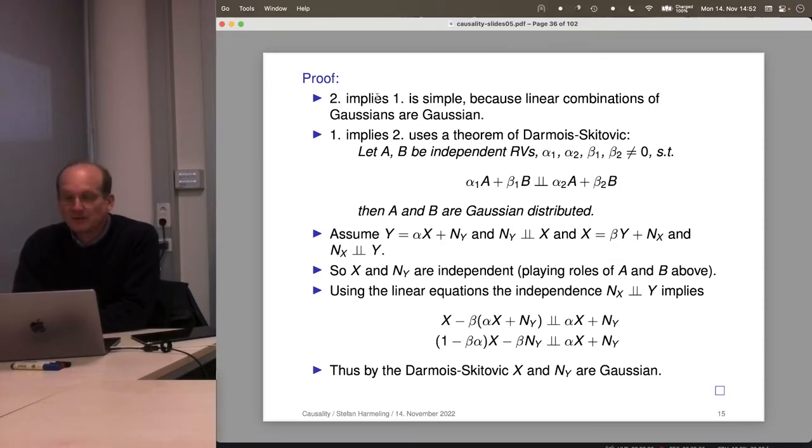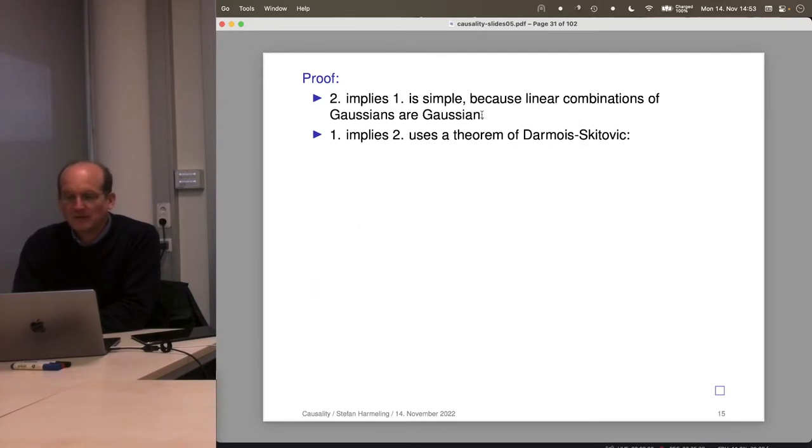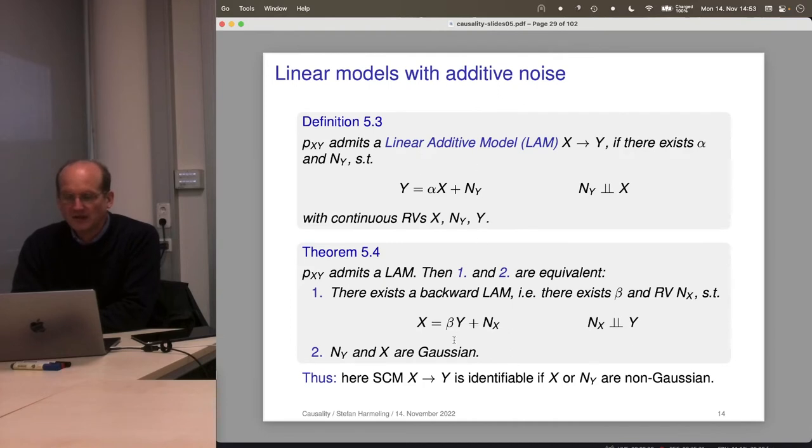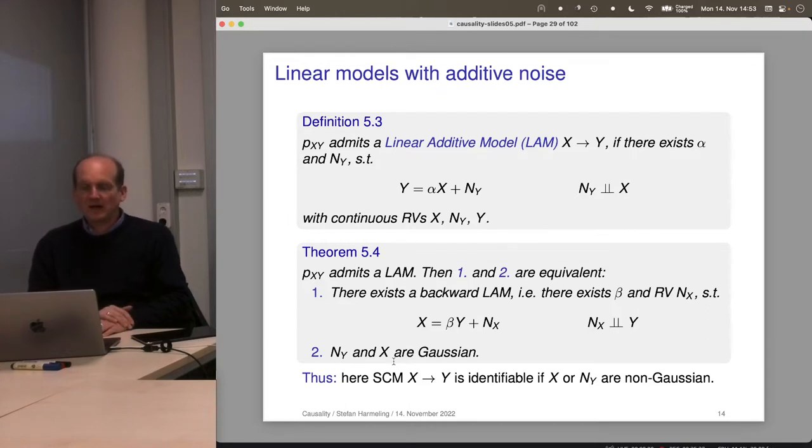Unfortunately, the proof from 2 to 1 is not as simple as I thought, so I have to think about it more. So what have we shown now? We have shown that if we have a forward and a backward model, in that case the noise variable and the x, also the ny and the x, must be Gaussian distributed. In particular, that means if one of them is not Gaussian distributed, then the LiNGAM can only be valid in one direction.